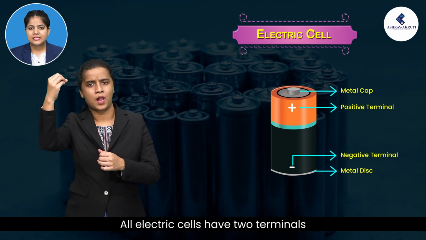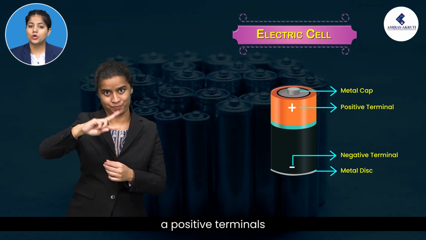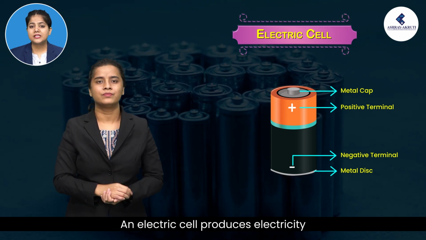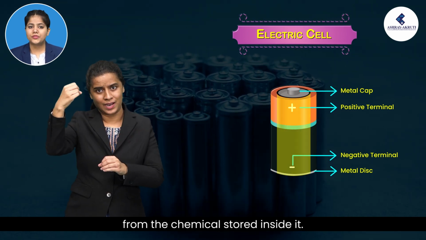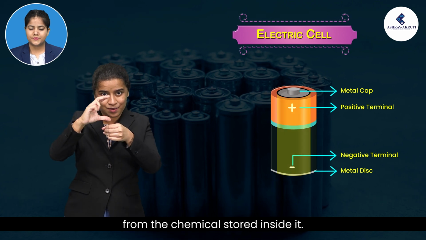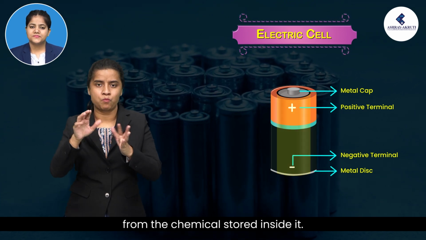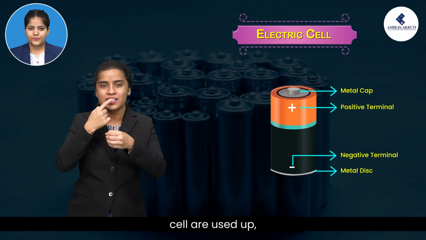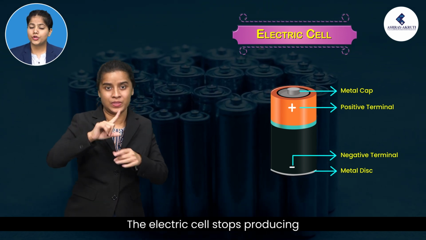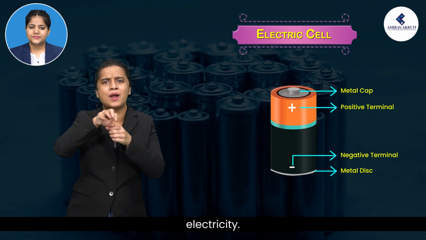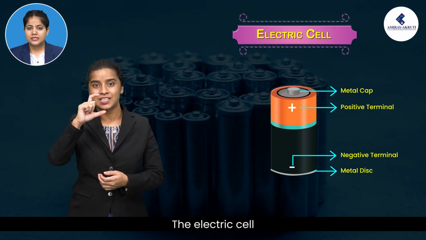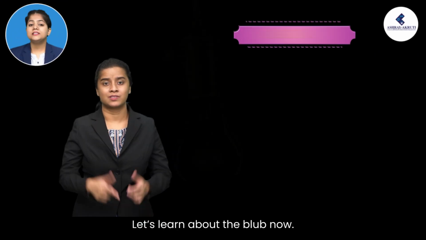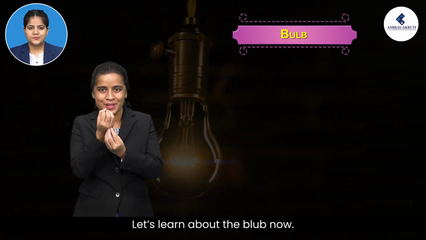All electric cells have two terminals, a positive terminal and a negative terminal. An electric cell produces electricity from the chemical stored inside it. When the chemicals in the electric cell are used up, the electric cell stops producing electricity. The electric cell then has to be replaced with a new one. Let's learn about the bulb now.